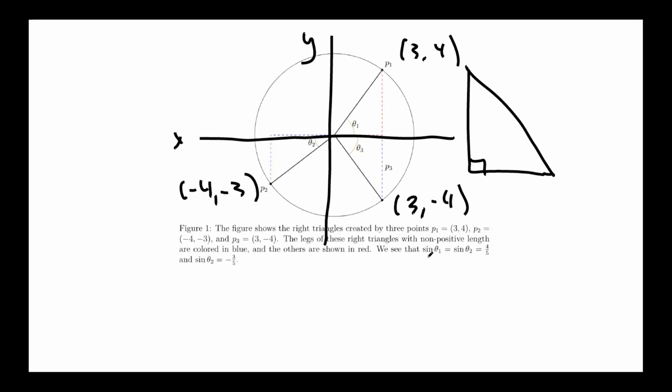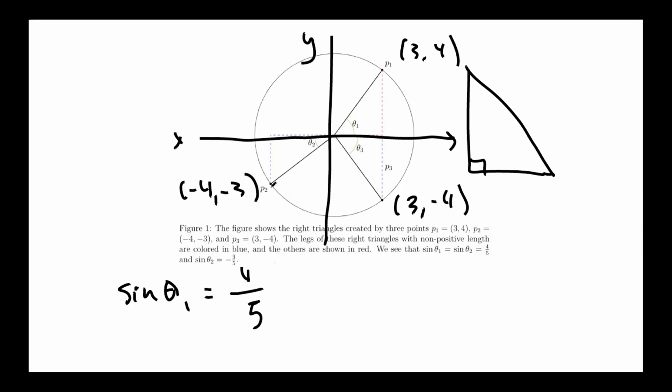Well, there might be an error in the caption, but so in the positive x direction, we take the positive values of the coordinates. So you might see that sine theta 1 equals the opposite, which will be 4 over the hypotenuse 5.